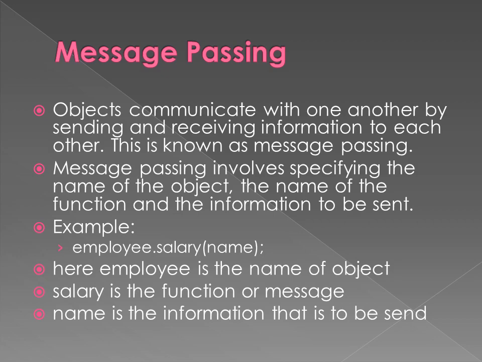Message passing includes three things. First, the name of the object. Second, the name of the function. And third, the information to be sent. As shown in the example, employee.salary(name). Here, employee is the object, salary is the name of the function, and name is the information that is to be sent.